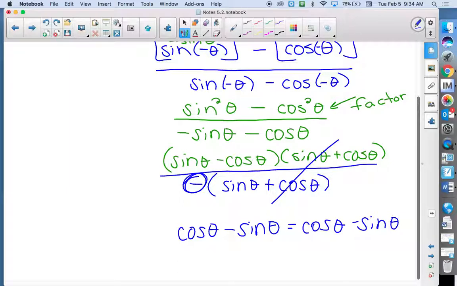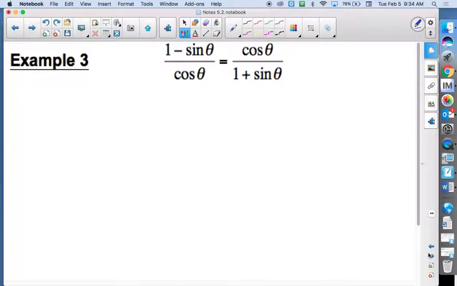Questions? So the negative angle, just remember those identities. Cosine becomes positive, secant becomes positive, the other 4 are negative. So I believe there's just one final problem on the back.